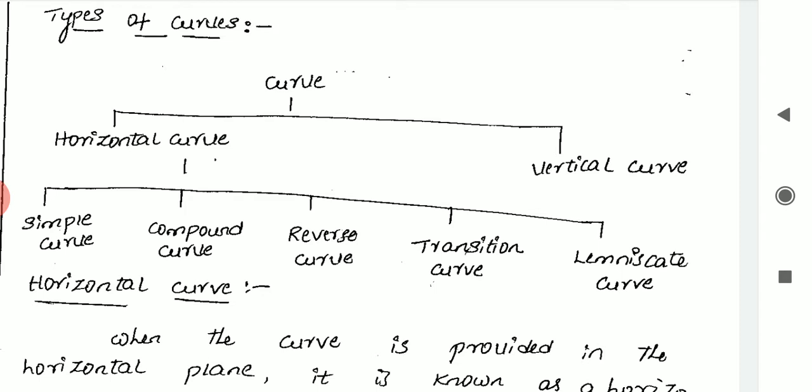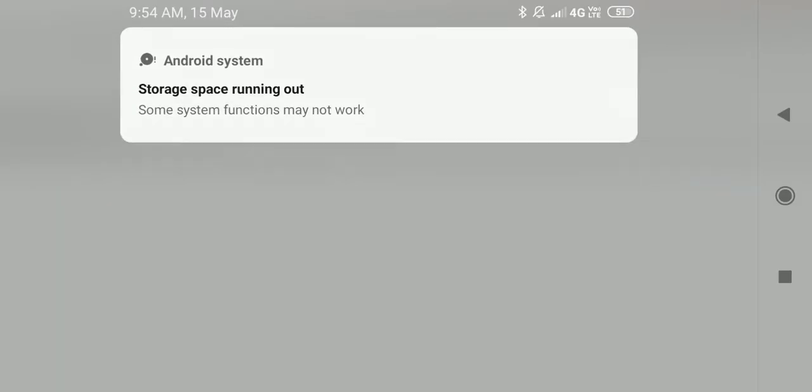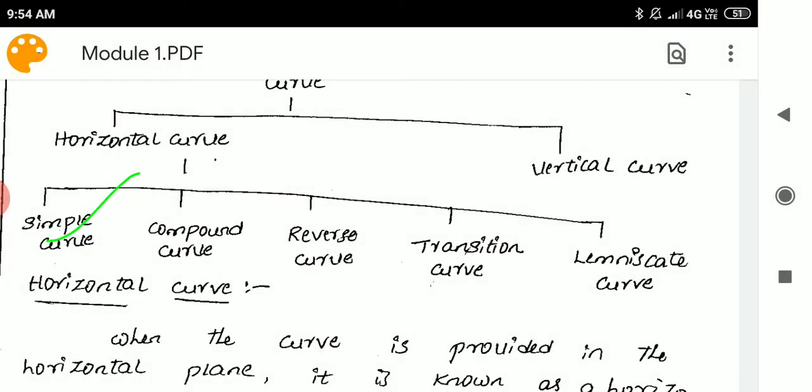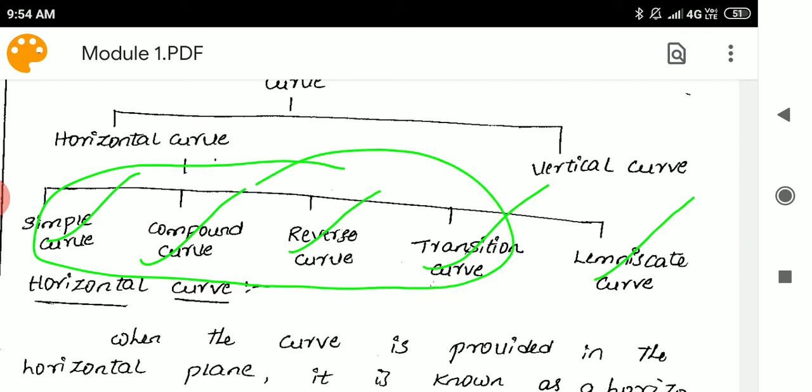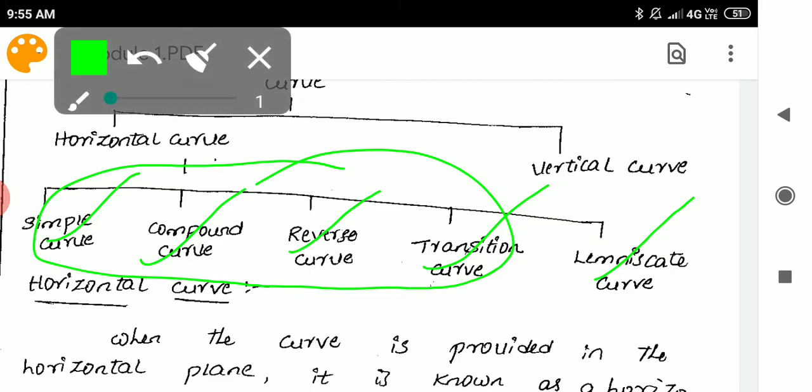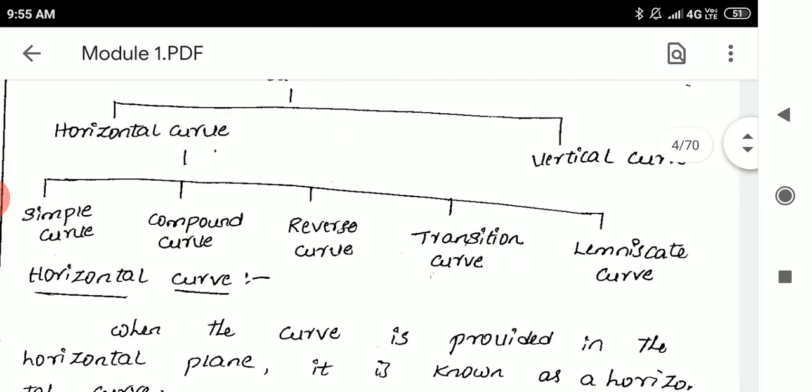Horizontal curves are again divided into some categories. The first one is simple curves, then compound curves, reverse curves, transition curves, and lemniscate curves. In your syllabus, only simple, compound, reverse and transition curves are included. Based on these curves, you have to do the derivations, solve the problems, and also solve some important matters. We will see the definitions of all these curves.